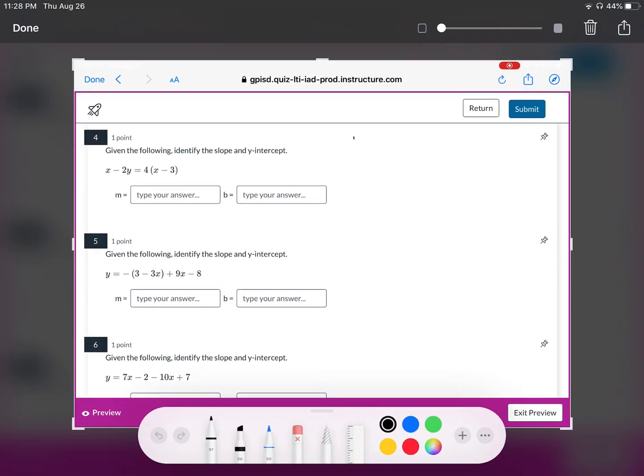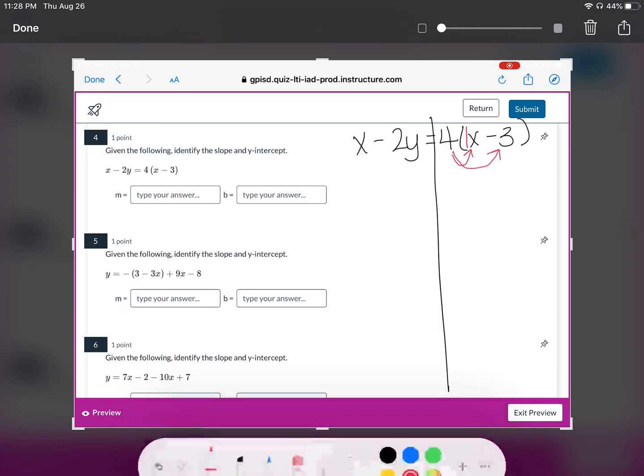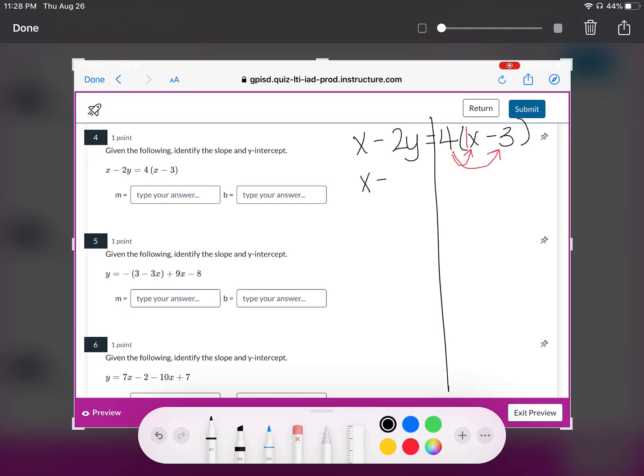All right, so number 4 says x minus 2y is equal to 4 parentheses x minus 3. We're going to follow those same 5 steps that we have been following. First one is distribute. We're going to multiply the number outside of the parentheses times everything inside of the parentheses. Because we're not distributing on the left, everything is going to come down. 4 times 1x is 4x, and 4 times negative 3 is negative 12.